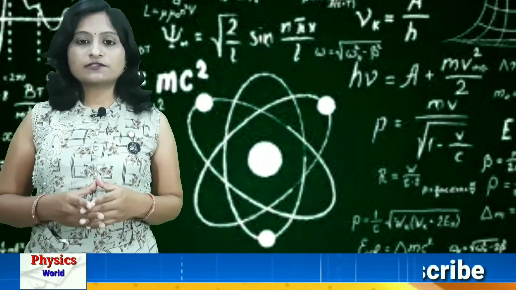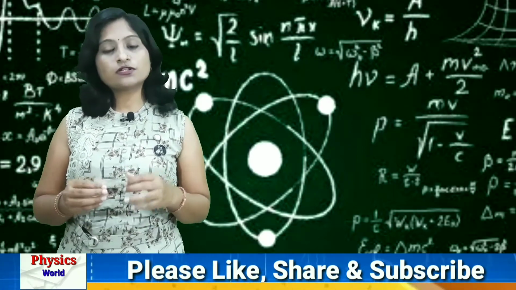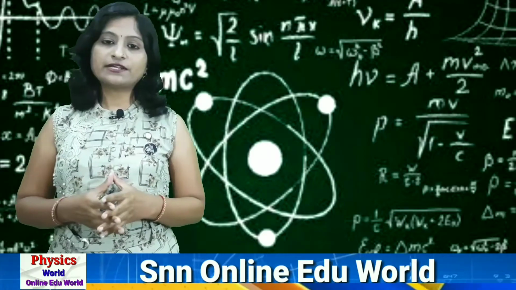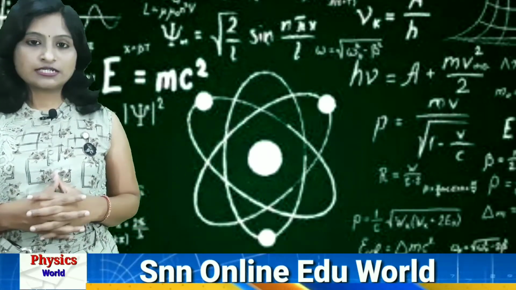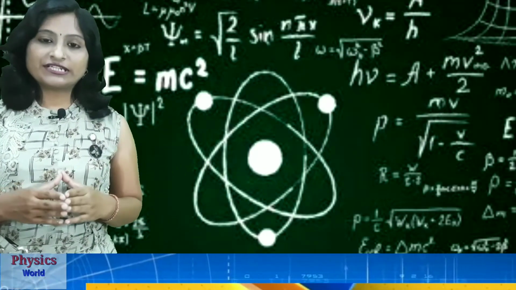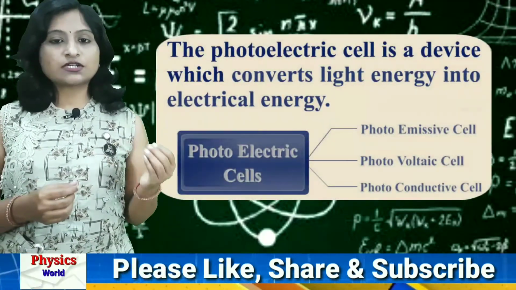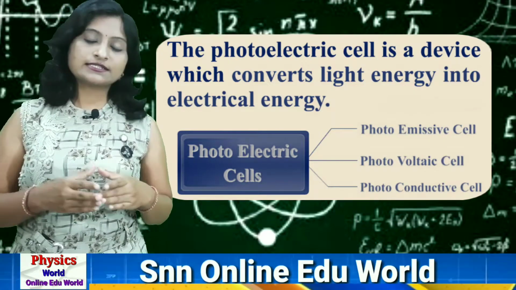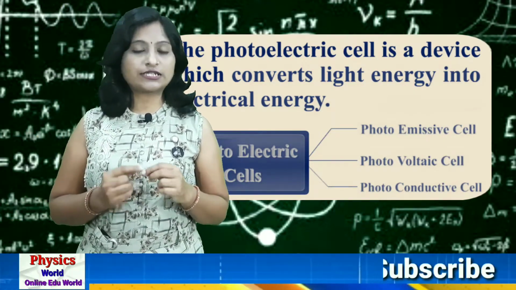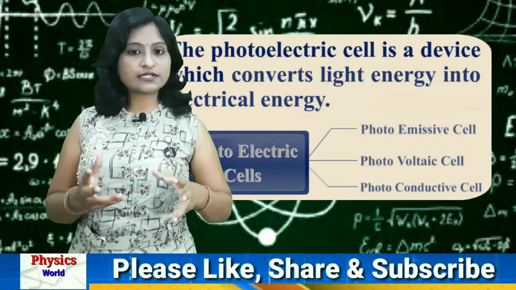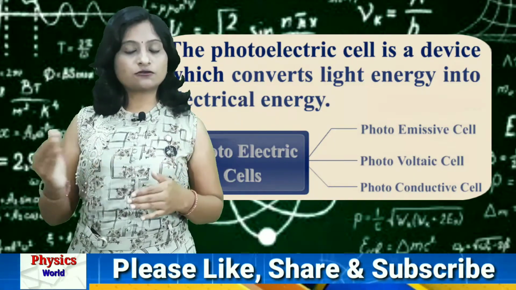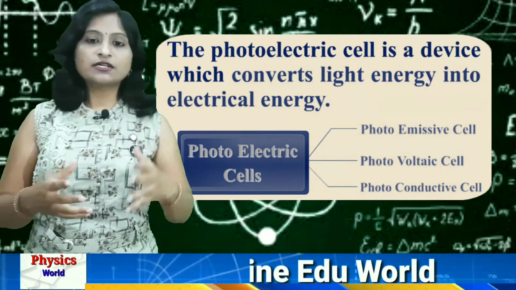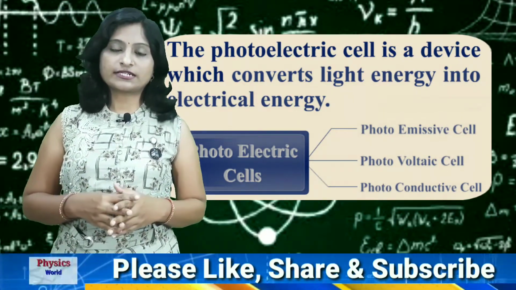Now in today's class we will learn about a device which works on the principle of the photoelectric effect. Okay, so that device is nothing but the photoelectric cell. Now photoelectric cell is a device which converts light energy into electrical energy, and this is the principle of the photoelectric effect. Photoelectric effect is also converting light energy into electrical energy. So this device will help us to convert the light energy into electrical energy.